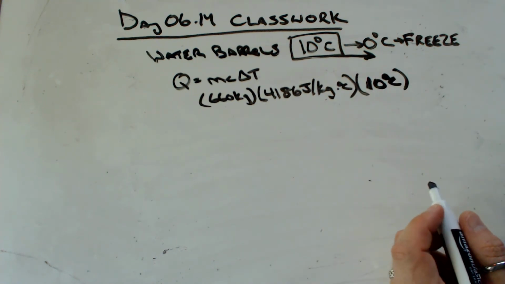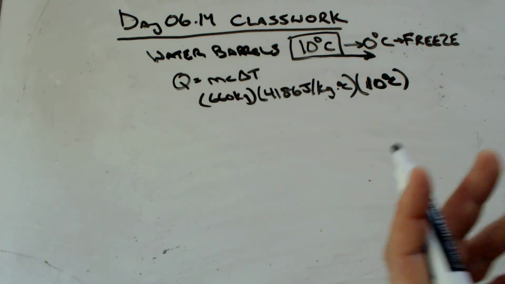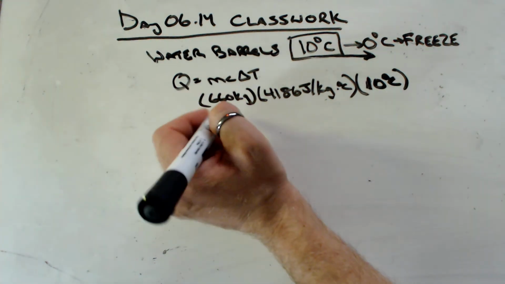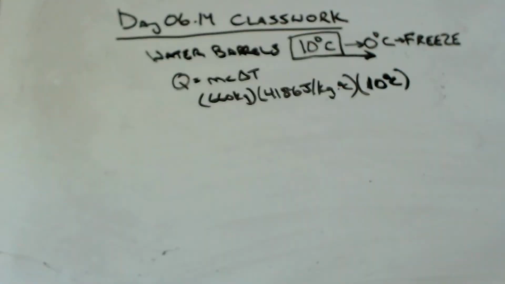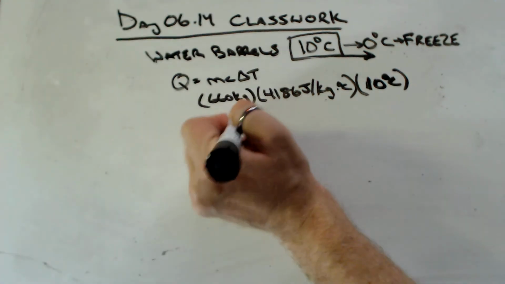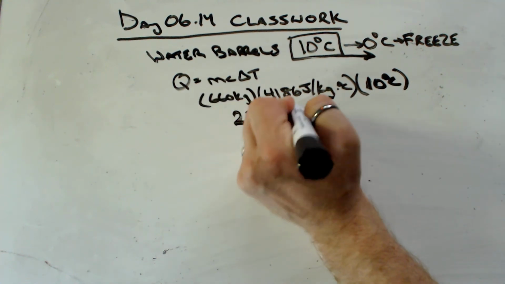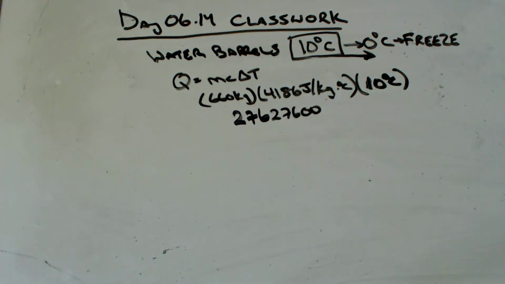Because what we're ultimately trying to figure out is the total energy transferred. It will be negative from the water barrels, but then it's a positive change in energy to the plants, to the greenhouse itself. So if we multiply these three, we'll find the heat energy that's released during the cooling off process. So 660 times 4186 times 10, and you get a number that is quite large: 27,627,600 joules.